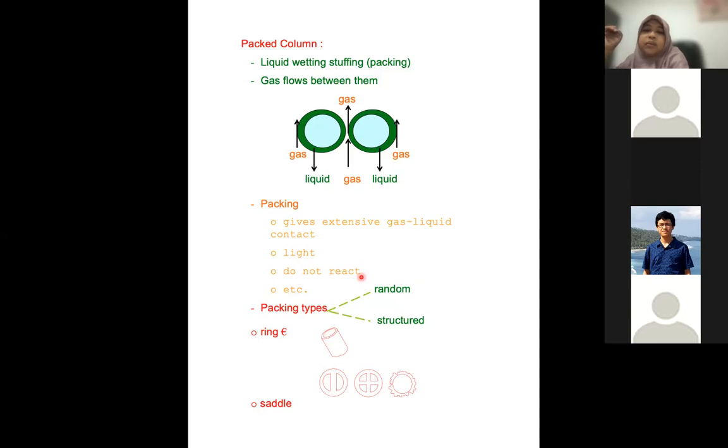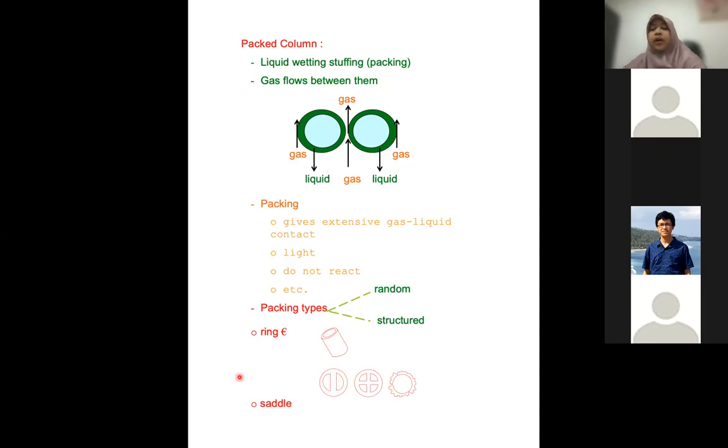Ceramic is good because it is corrosion resistant, but sometimes if we have high pressure, the ceramic pieces will contact each other and break, and we have to change them as well. This is an example of a ring, and there are also other types of rings, and also saddles.